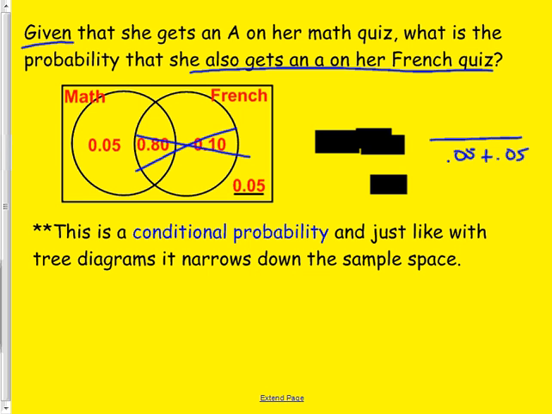All right. So, if I say, given he did not get a French A, then what's the probability of a math A? What would I put on top now? Probability of getting an A in math, given they did not get an A in French. 0.05 out of 0.10, which is a 50-50 chance. It's like 1 out of 2.